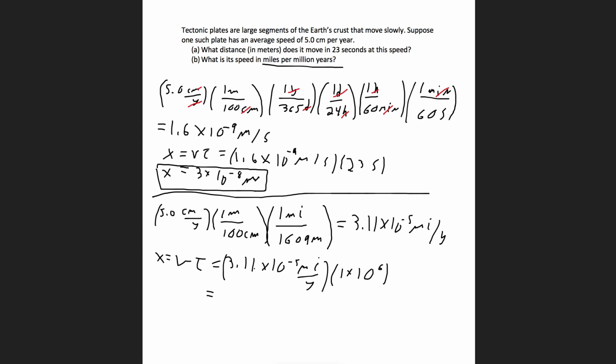Multiply that. We still have the 3.11. The 10 to the 6 multiplies times the 10 to the minus 5th. And that gives us 3.1 times 10 to the 1st miles, or if we like, 31 miles. So it moves 31 miles in 1 million years. There we have it.